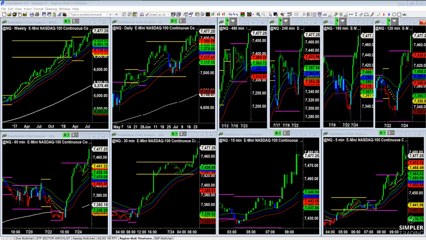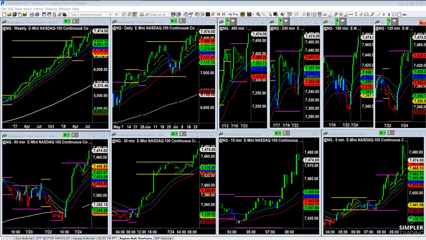What we're going to talk about in this video specifically is the interaction between the color-coded candles, which I call grab candles, which stands for green, red, and blue, and the propulsion dots. Those dots are the red, yellow, and green dots that you see on any one of these charts. I'm going to focus on a very short and a very long-term view so you can see that this has no limitation to time frame.